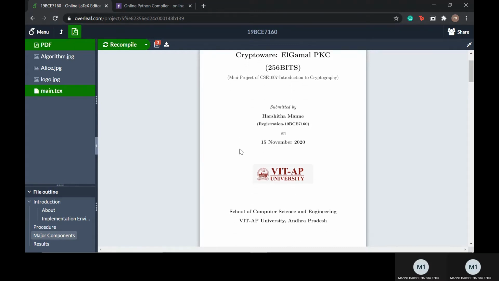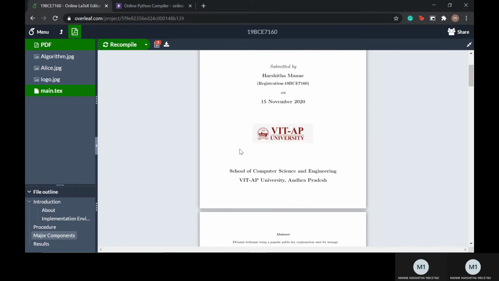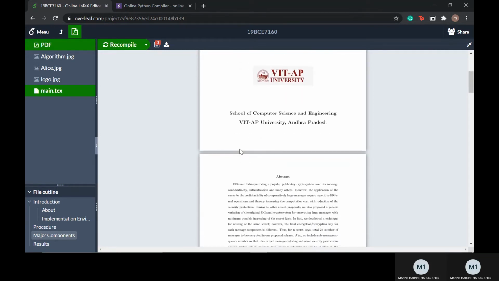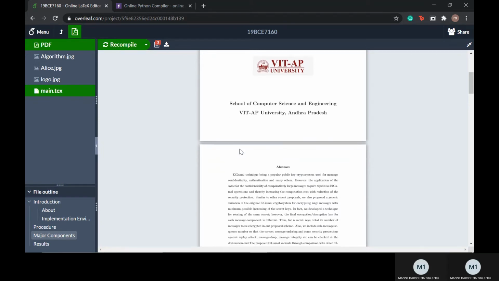Cryptography is associated with the process of converting ordinary plain text into unintelligible text and vice versa. It is a method of storing and transmitting data in a particular form so that only those for whom it is intended can read and process it. Cryptography not only protects data from theft but also can be used for user authentication.